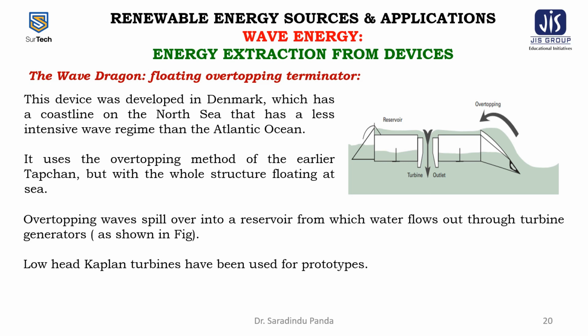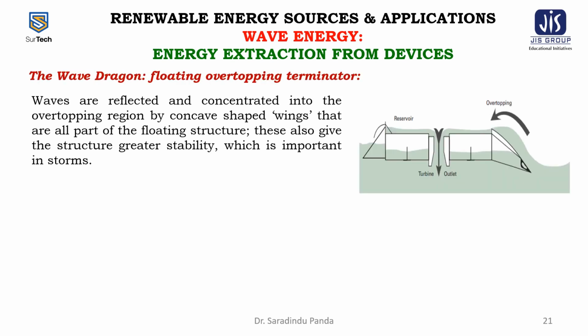Low head Kaplan turbines have been used for the prototypes in this Wave Dragon. Waves are reflected and concentrated into the overtopping region by concave shaped wings. These are the two concave shaped wings. So the waves are overtopping like this.